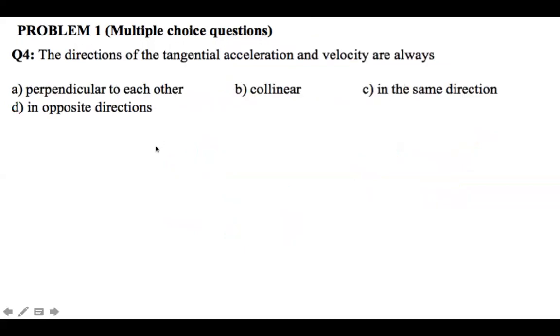So the direction of the tangential acceleration and the velocity are always perpendicular to each other? No. As we said in class, they're always collinear, in the same direction or in opposite direction. What do you think? They're always collinear. Okay. Great. They can be in the same direction or in opposite direction, depending on how I define my origin and what's the direction of motion. But it's always collinear. And we discussed this in class.